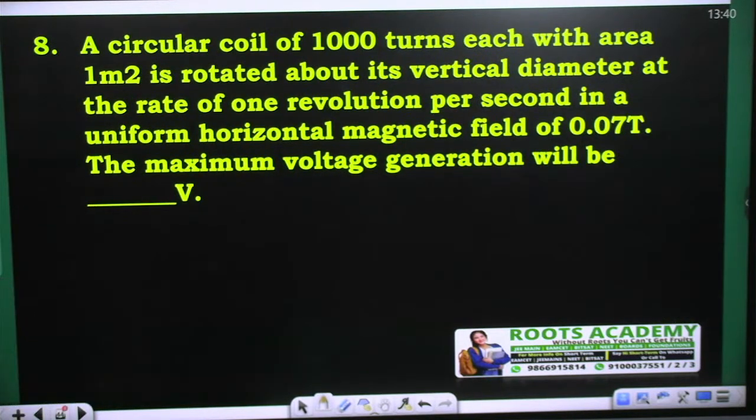So a circular coil of 1000 turns, each with an area of 1 meter square, is rotated about its vertical diameter at the rate of 1 revolution per second in a uniform horizontal magnetic field of 0.07 Tesla. The maximum voltage generated will be?